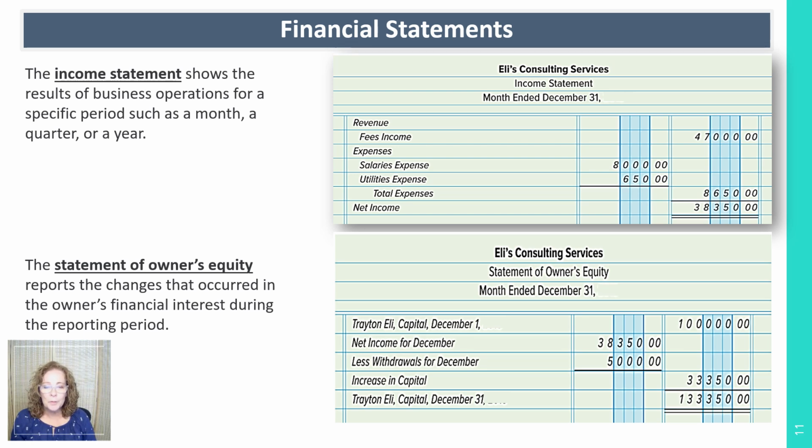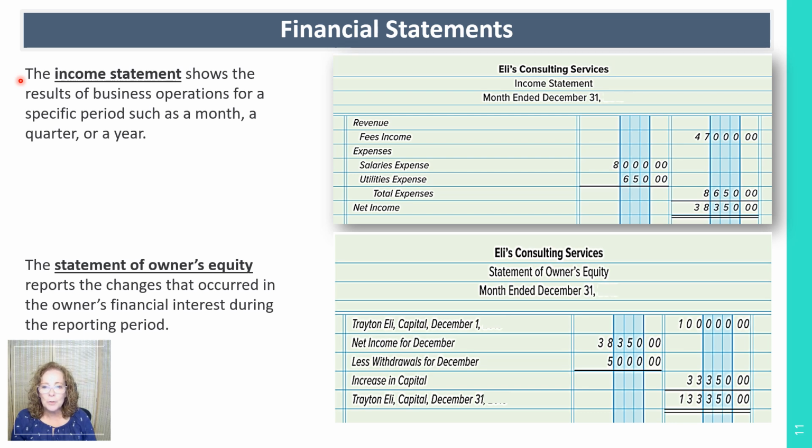There's a specific order in which financial statements are prepared. We first prepare the income statement, then the statement of owner's equity, and finally the balance sheet. The income statement shows the results of the business's operations for a specific period, such as a month, a quarter, or a year. One company I worked for, Baja Fresh, reported their financials on a 4-4-5 basis, which meant that the first and second periods were for 4 weeks, and the third was for 5 weeks, primarily because weekly sales comparisons were important to this business. All the other companies I worked for reported their financials on a monthly basis.